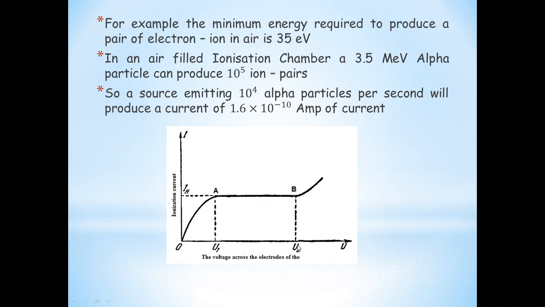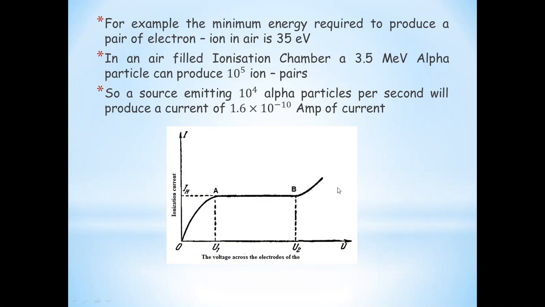But when the voltage increases beyond U2, what happens? The electrons and ions, as they are getting accelerated towards the electrodes, gain energy because of the applied potential difference. So what happens? They gain sufficient energy to cause secondary ionization. Again, the current starts increasing. So for the ionization chamber, the voltage is kept in this region where there is no secondary ionization.